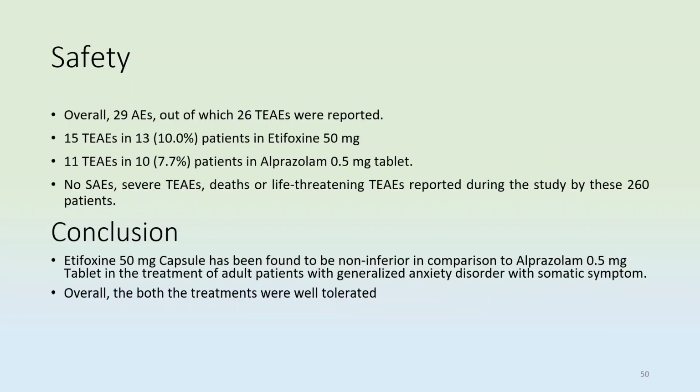The generalized safety was also found to be much better with etifoxine. Conclusion: etifoxine 50 mg capsule has been found to be non-inferior in comparison to alprazolam 0.5 mg tablet in the treatment of adult patients with generalized anxiety disorder with somatic symptoms. Overall, both the treatments were well tolerated.